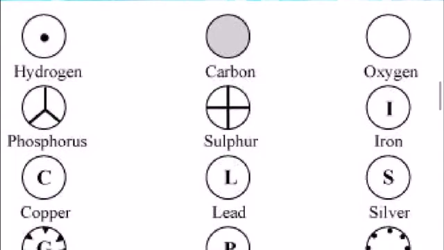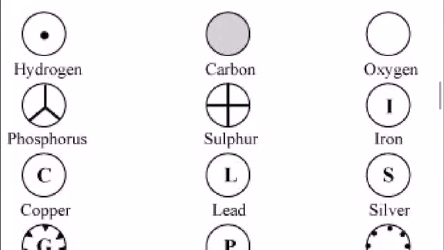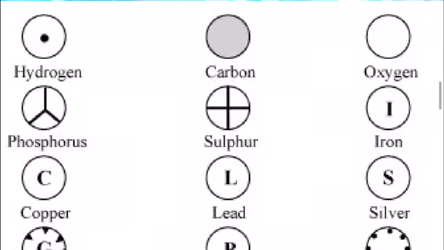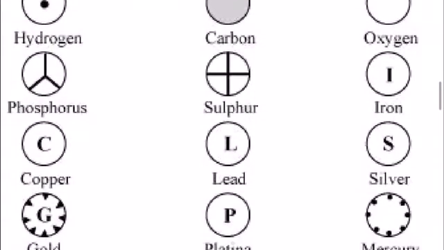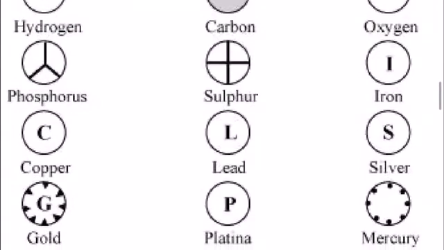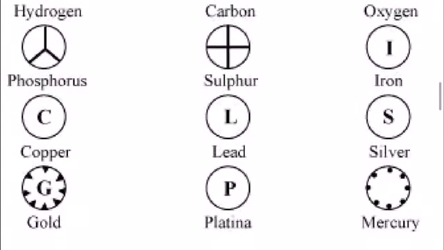So these were the symbols: for hydrogen a circle with a dot, carbon a circle with a darkened end, oxygen a circle, phosphorus, sulfur, iron, copper, lead, silver, gold, platinum and mercury. So these are the symbols which were used earlier by the scientists.